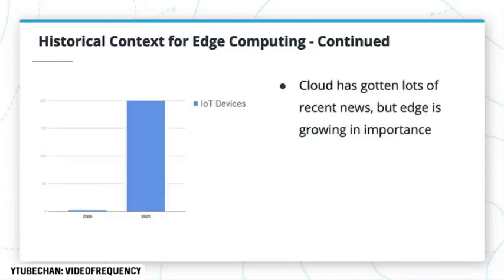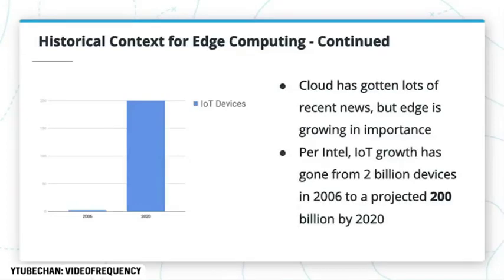Now, cloud computing has gotten a lot of the news in recent years, but the edge is also growing in importance. As this almost absurd looking chart on the left shows, per Intel, Internet of Things device growth has gone from 2 billion devices in 2006 to a projected 200 billion by 2020.